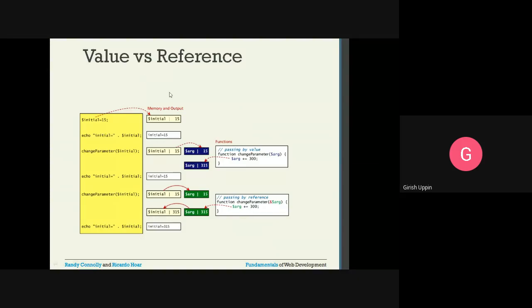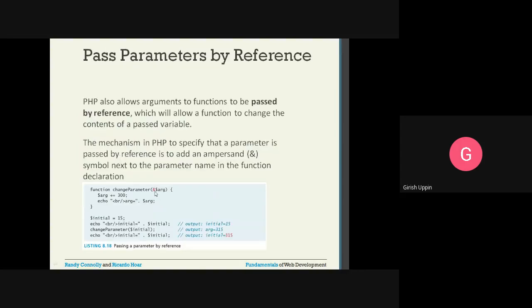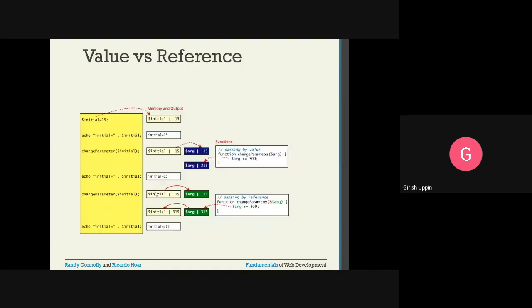This is the pass by reference example, passing the parameter as a value versus as a reference. So this is the example. The difference here is that in the function definition, we are specifying an ampersand, so that will indicate that it is a pass by reference.